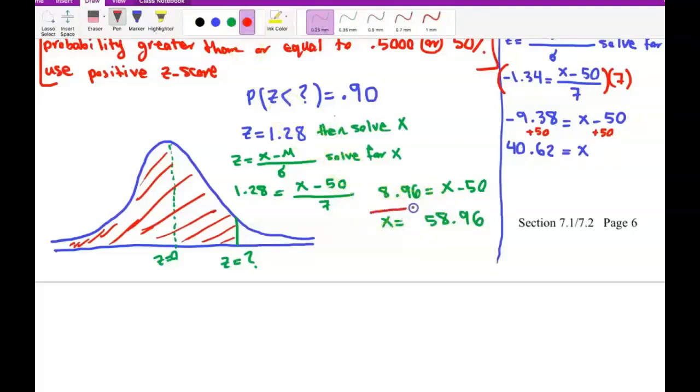So here is the final answer for part B, and this was for part A.